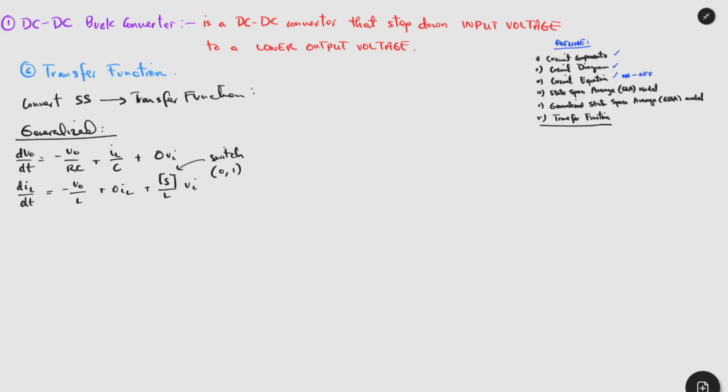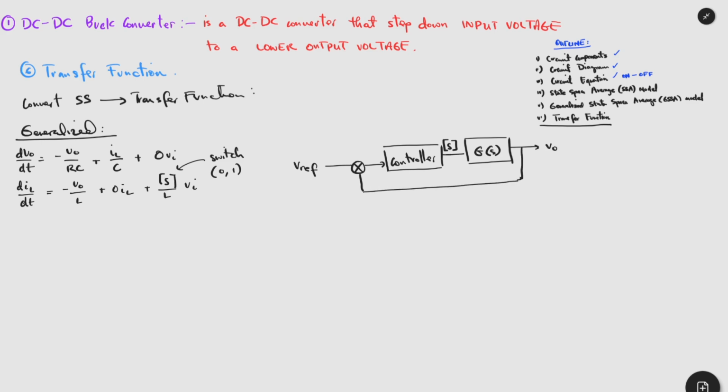It will have the state 0 or 1, and we can now simply draw a diagram such that we have the Vref, which acts as an input to our comparator, and we have the controller, and we have the G of S, which will now be our transfer function, and we have the V naught, and we have the switch that is in between, and we have the feedback, which is minus, and we have the plus.